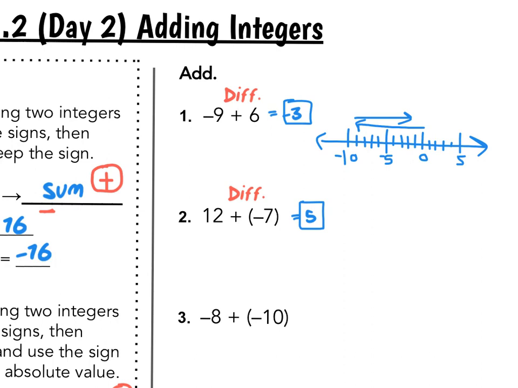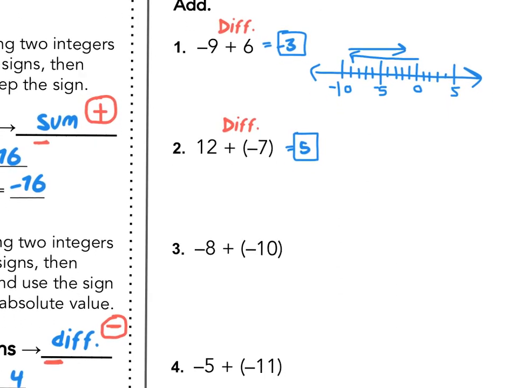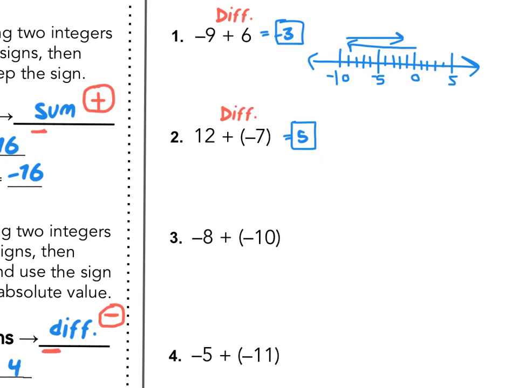Okay, now let's take a look at problem number 3. On problem number 3, we have negative 8 plus negative 10. So both of these are negatives, so we're going to write same at the top. And that means we then take the sum. So the sum is to add. So we're going to add them together. It's 18. And then we keep the sign. So it's negative 18.